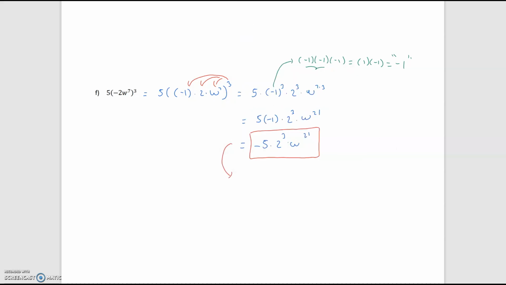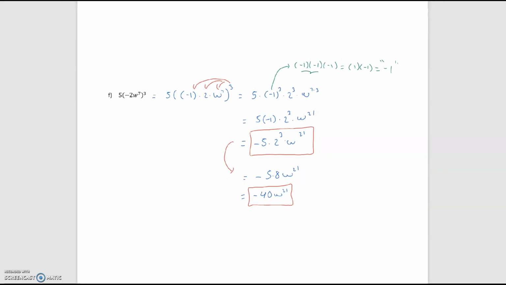And let me just multiply the numbers. So this will be -5 times 8 w to the 21st, or -40 w to the 21st. And that's actually it for this set of problems. I'll put the rest of them in another video.